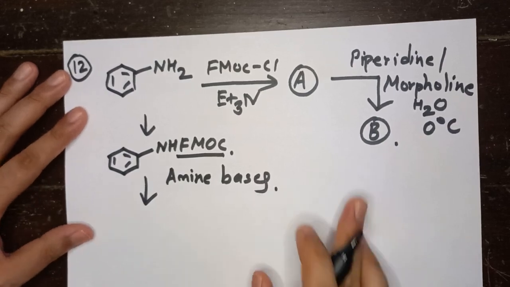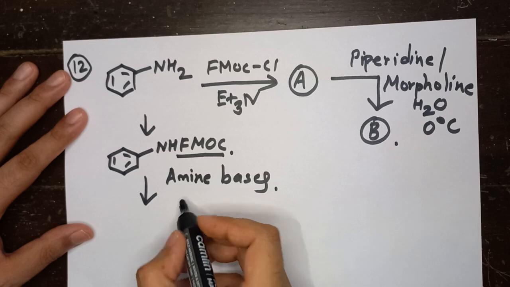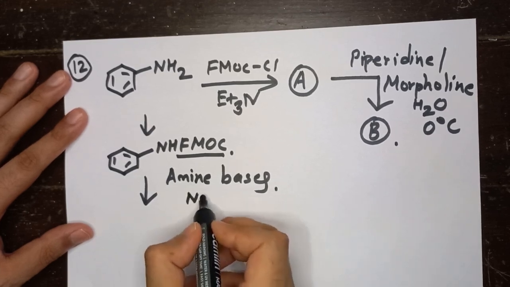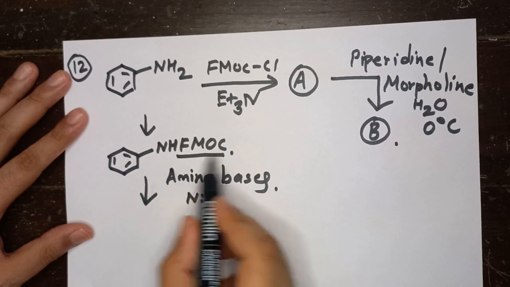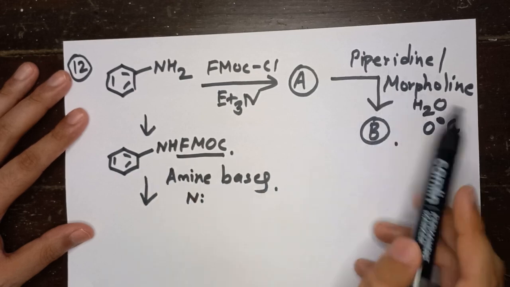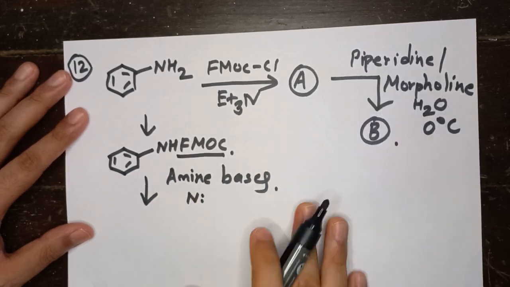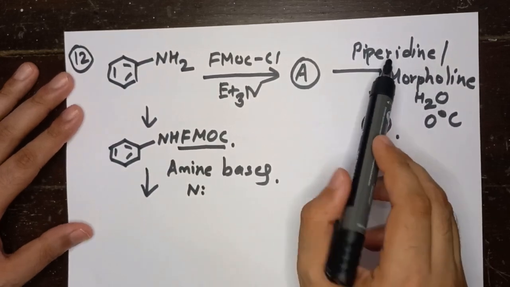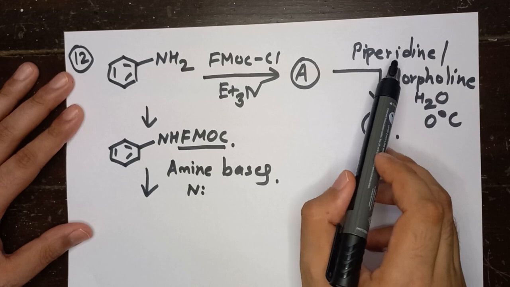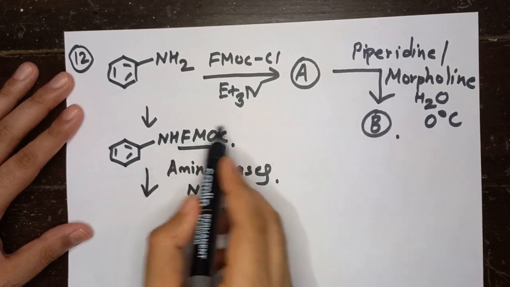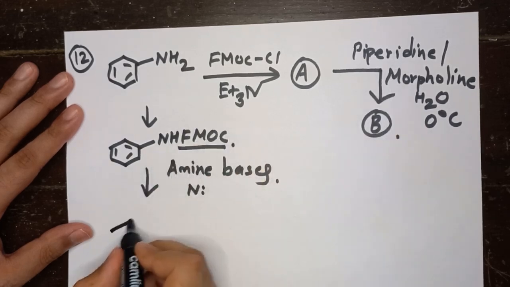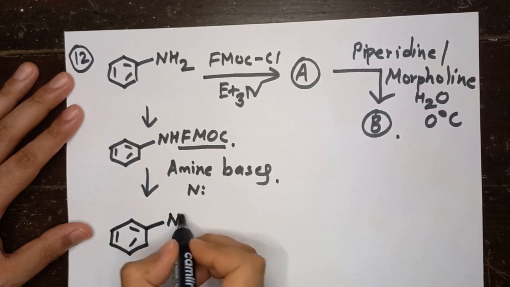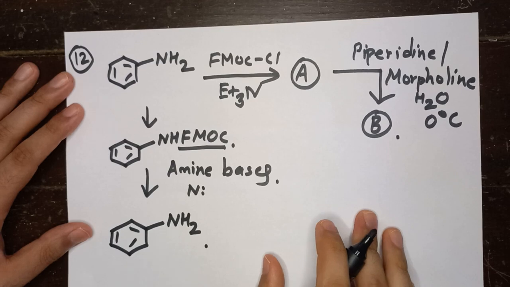What is an amine base? So they have used piperidine, morpholine. Nitrogen containing bases are called amine bases, and here piperidine and morpholine are acting as an amine base. So you need to know the structure of these two, and you will realize that nitrogen lone pair are acting as a base. So that's why we will be able to remove this F-MOC group, and you will regenerate NH2.